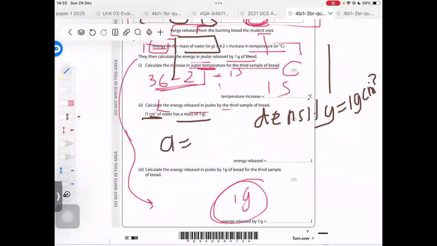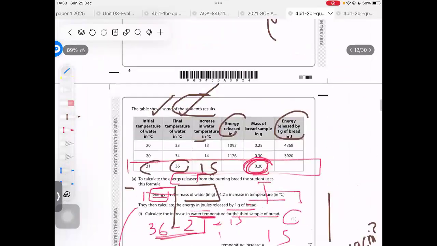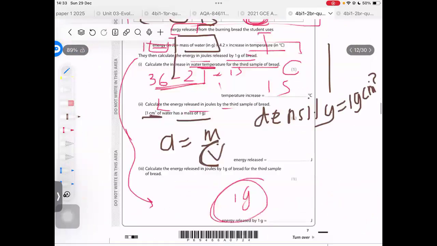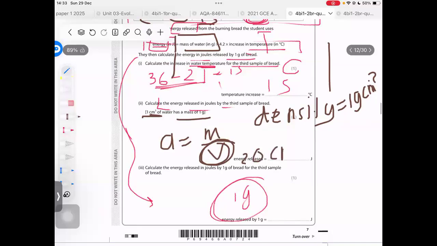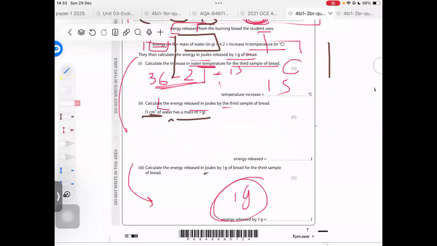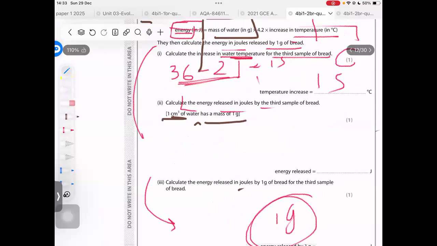So, you know, density is equal to mass over volume. So, what is the volume of water that we are using for the experiment? 20 cubic centimeters of water, right? So, 20 cubic centimeters, you have to multiply by 1 gram per cubic centimeter. So, what do you get? You get 20 grams of water. Otherwise, you don't have to use this density equation. They have said 1 cubic centimeter of water has 1 gram, right?